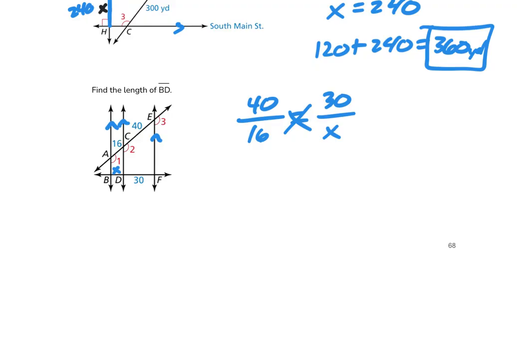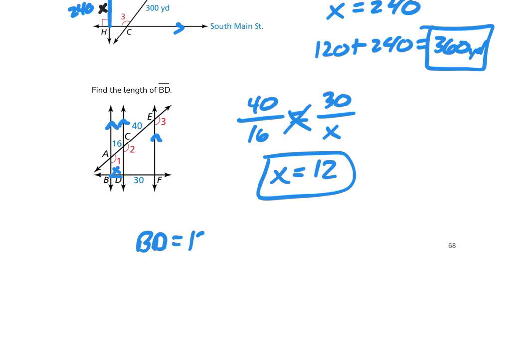And now we can cross multiply. This is not a real easy scale factor, 16 to 40, so you're probably going to want to cross multiply here. We get 480 divided by 40, and so that should give us 12. And this time it's asking me for BD, and BD is this little piece right here, which is what we just found. So BD is 12. So make sure that you have found what they are asking you to find. If not, use it to find what you're needing.